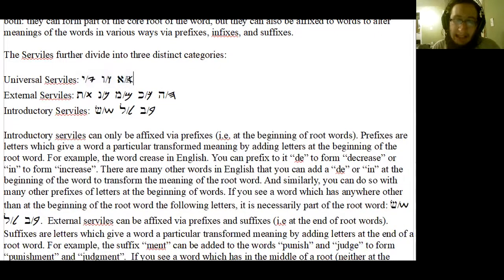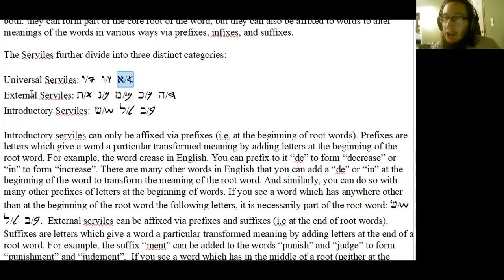Okay, so Aleph, Wa, and Yod can be added anywhere in a word, a root. But Wa and Yod much more so. Aleph appears to have evolved over time as a universal servile, but originally it wasn't in the beginning or in the middle of a root. As the language evolved, it started being used by the Dead Sea Scroll speakers as an infix, where they could add it inside a root primarily to mark a vowel sound.